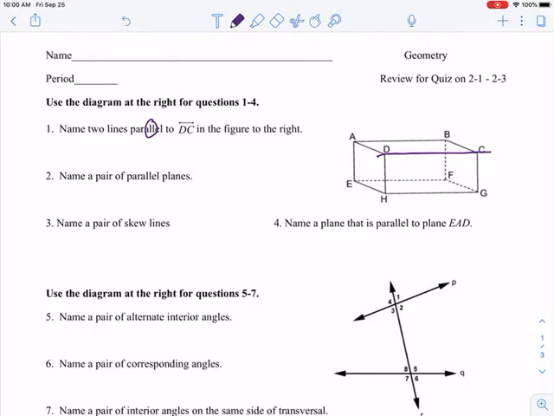Parallel planes. Again, those are going to be planes that are parallel. And planes are like the sides of the box. So you want opposite sides of the box for that one.